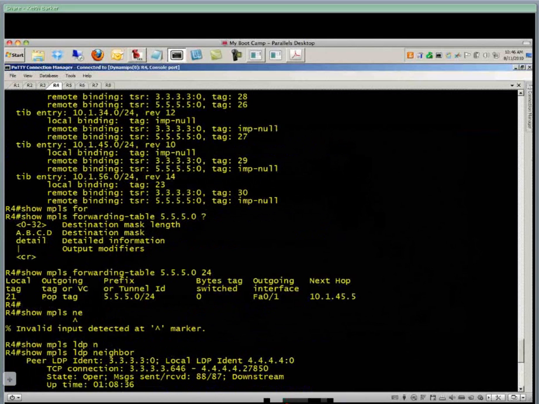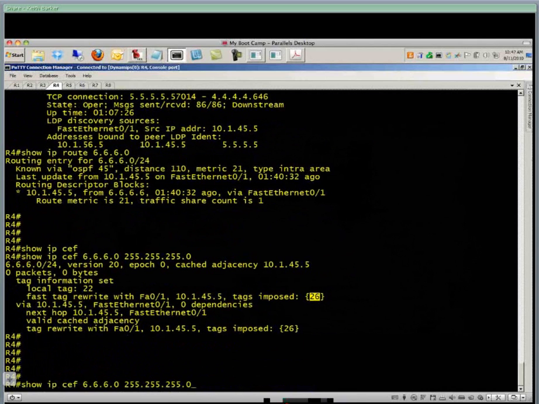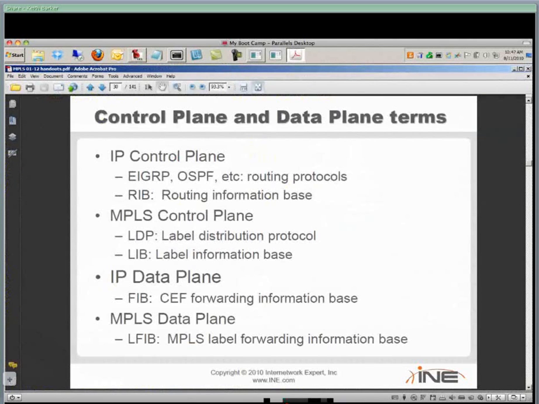Oh, I'm looking at a different network. Here I looked at the 5.5.5 network, now I'm looking at the 6. Let's go for the 5.5.5 network. Apples to apples. Okay, so in the CEF table, see here it says tags imposed, nothing, and that's because we're popping off the tag for that neighbor. But all that information is cached, I shouldn't say cached, it's in the CEF table, so that when packets come along, there's no decision process. We just fire and go and move on to the next packet.